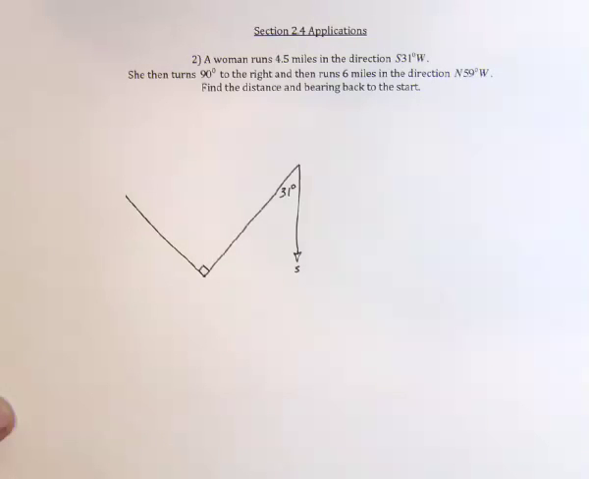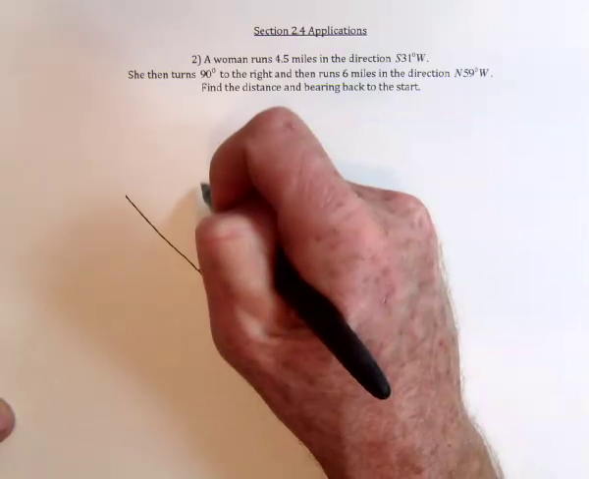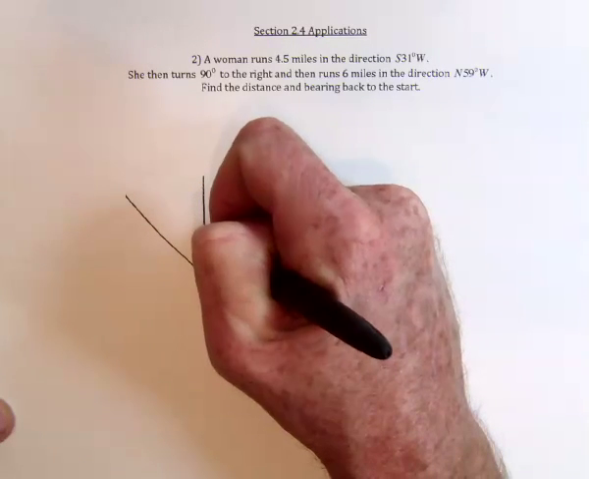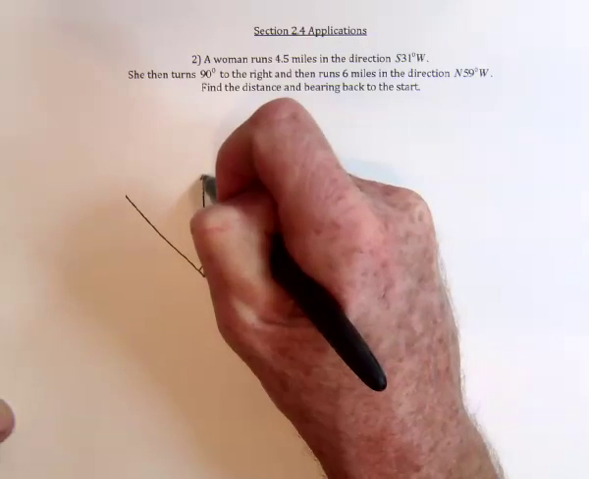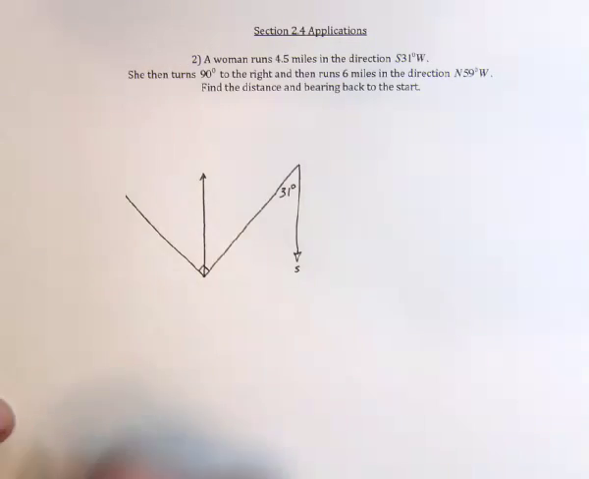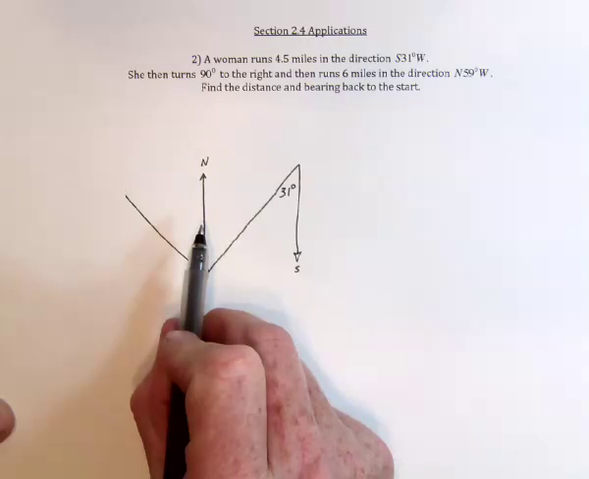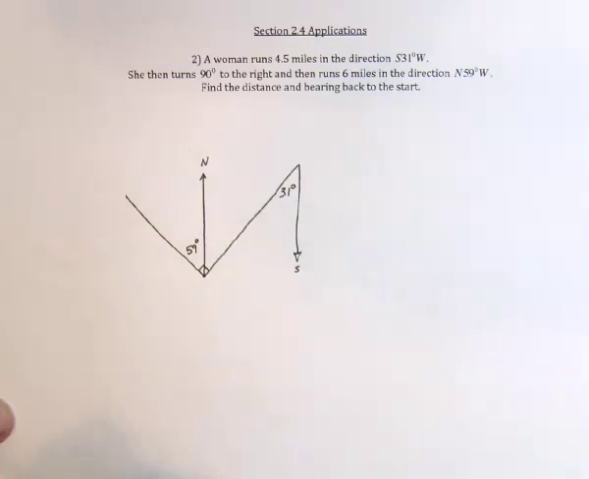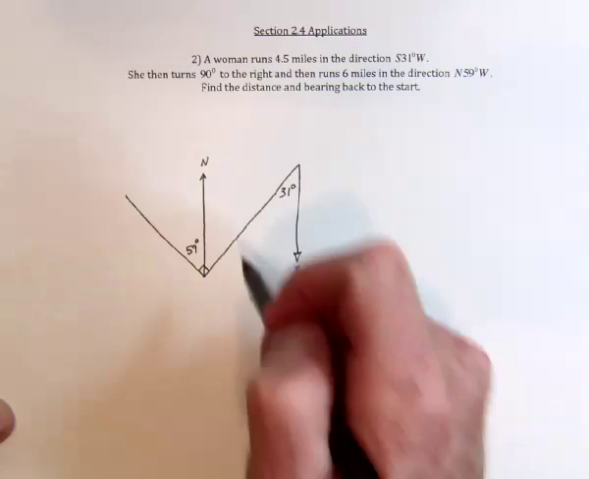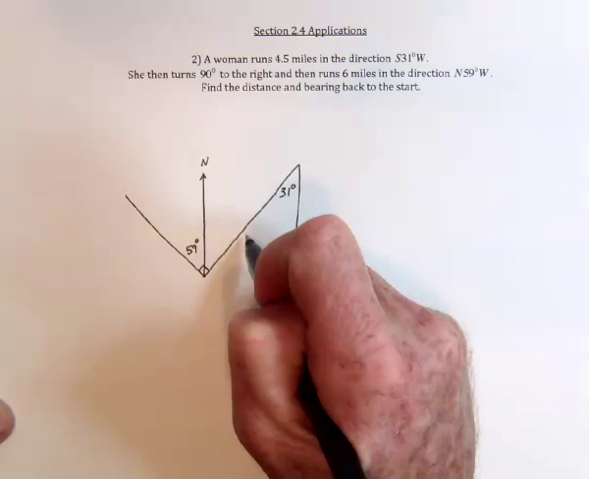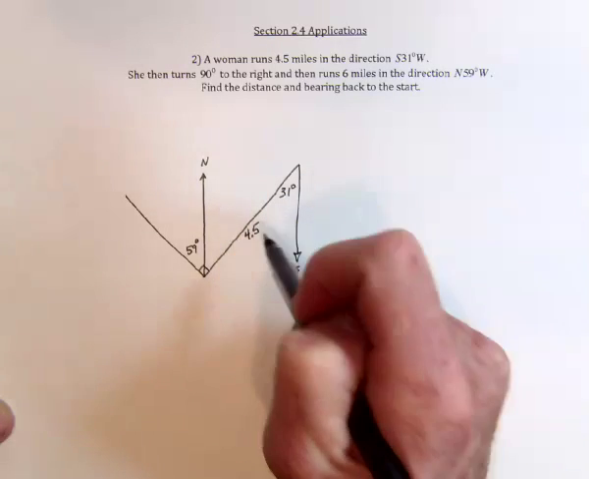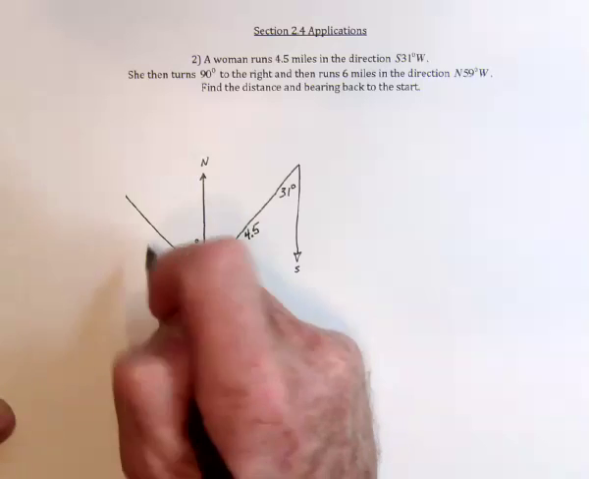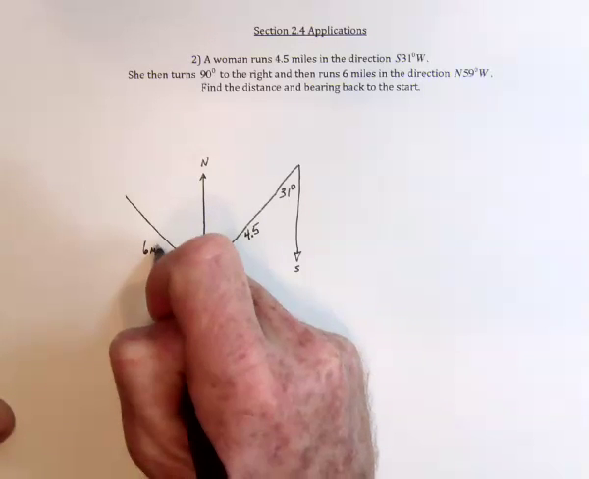And that is said to be a bearing from the north. So the north line would be like this. From the north, go 59 degrees to the west. And this was 4.5 miles. And the second part of the run was 6 miles.